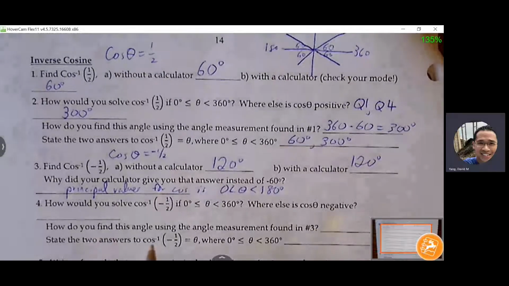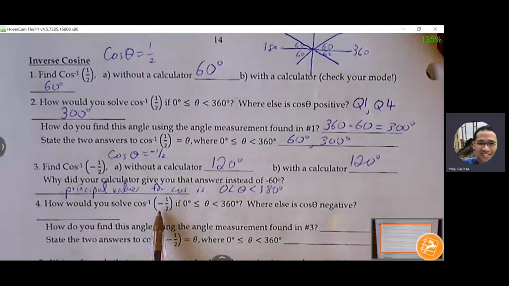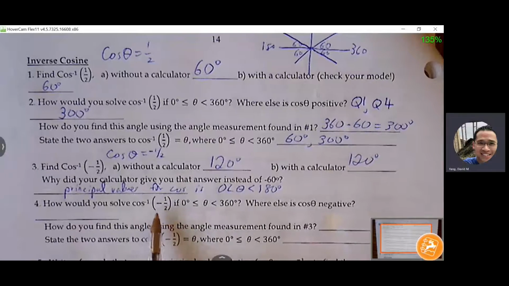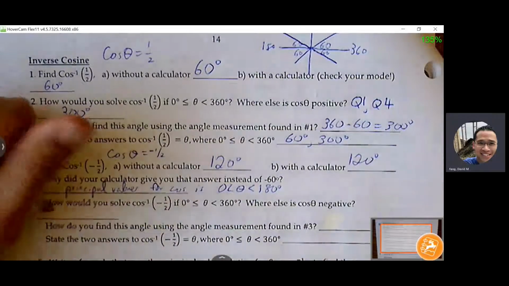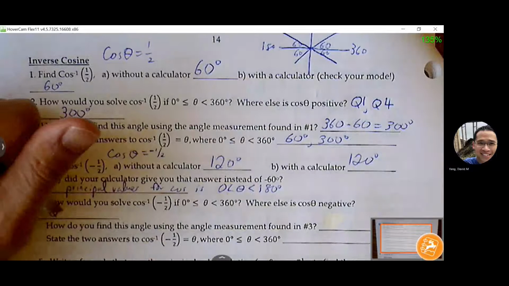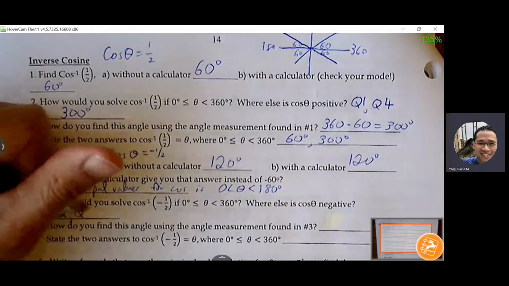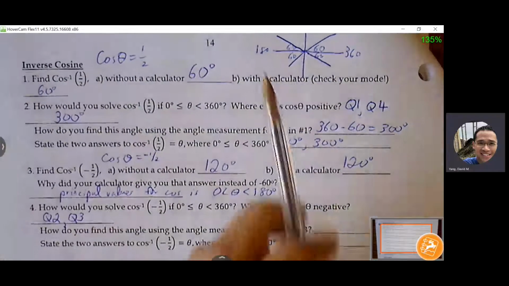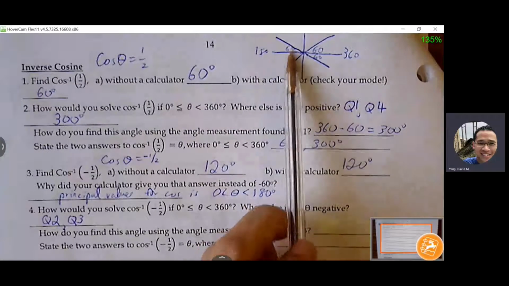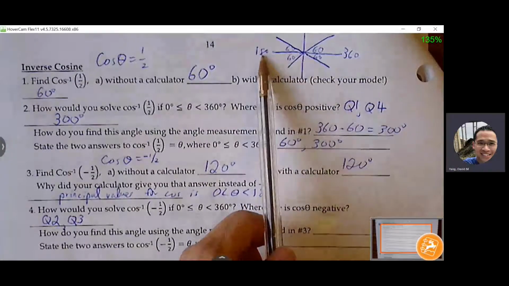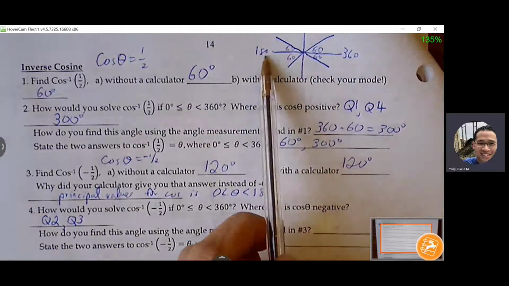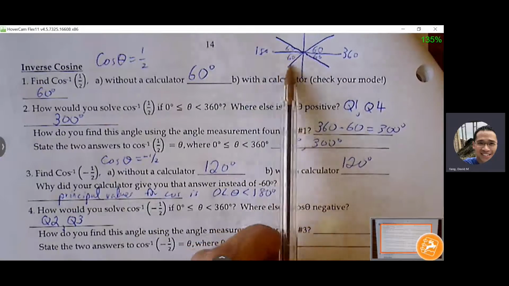So how would we solve where cosine is equal to negative 1/2? Cosine is negative in which quadrants? Second and third. So if we have this diagram in front of us, we can just deal with 180 and the 60 degrees, right? 180 minus 60 and 180 plus 60.